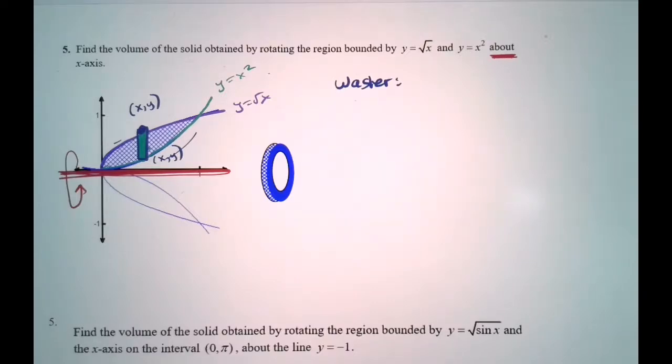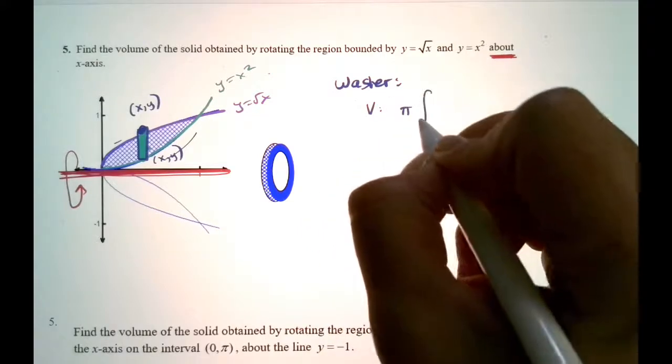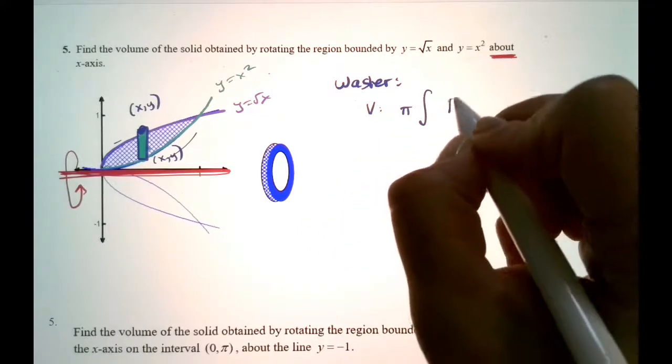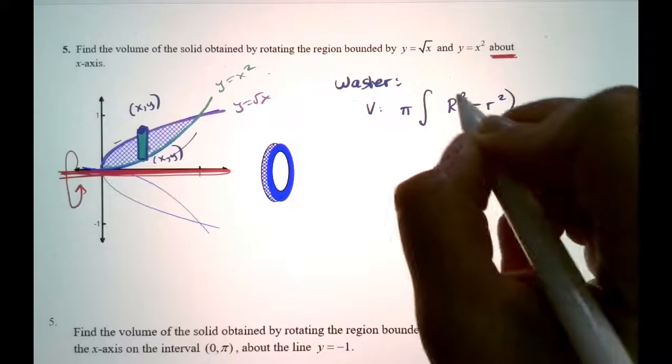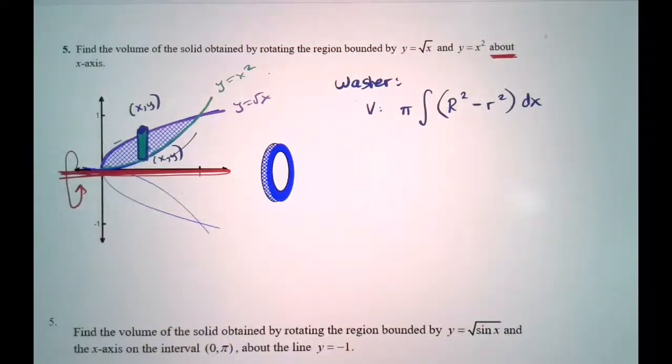You know a lot of information right now. What you know is your volume is going to have a pi on the outside of your integral. It's going to be cap R squared minus little r squared. And you know that this integral is dx. You have a vertical presentation on that rectangle. You could actually just think about your limits of integration right now if you want to. They are not described in this problem.